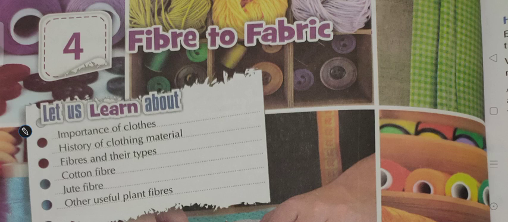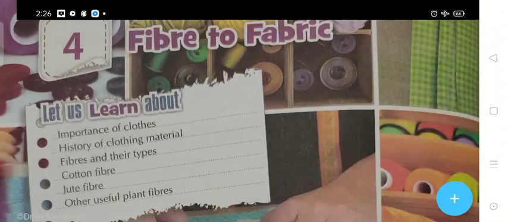In class 6, fourth chapter of science, that is Fiber to Fabric. Students, as you know, we wear cloth to protect us from the harsh weather, from insects, and so on. So clothes are beneficial for us. That's why we wear them. And how can we make the clothes? With the help of fibers. And in an earlier class we have studied from where we get the fibers.